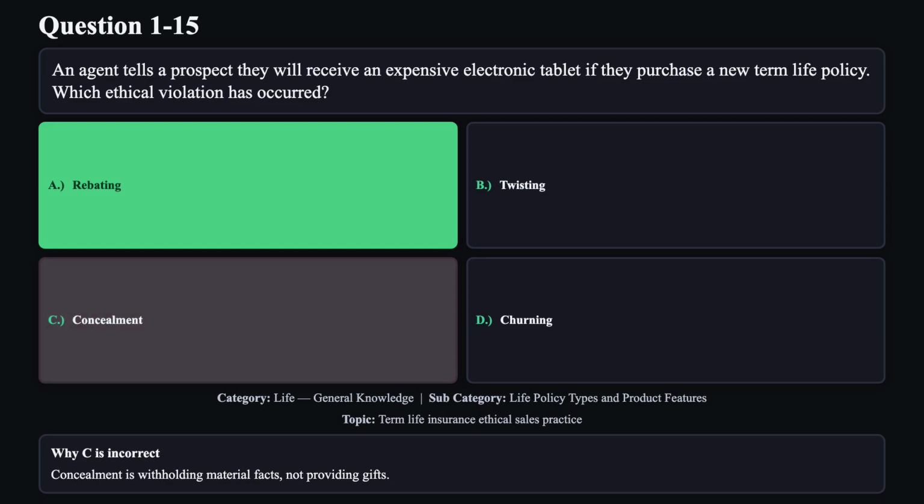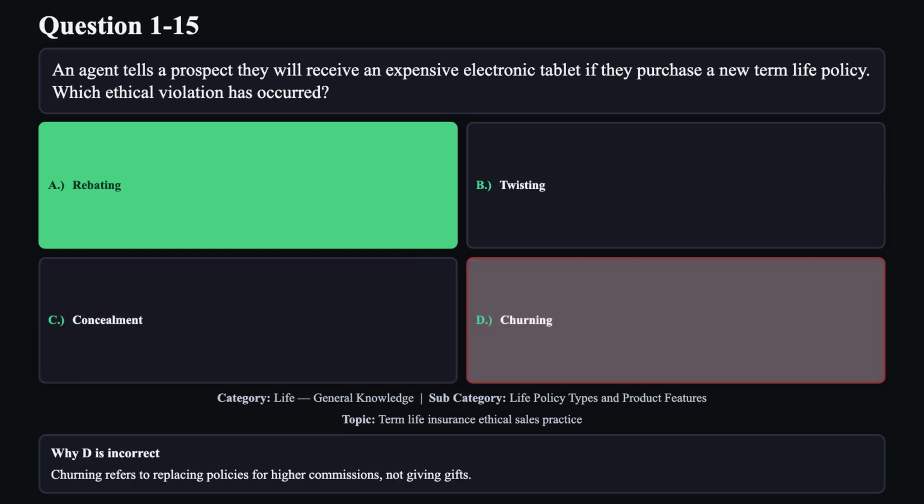Reason C is not correct. Concealment is withholding material facts, not providing gifts. Reason D is not correct. Churning refers to replacing policies for higher commissions, not giving gifts.